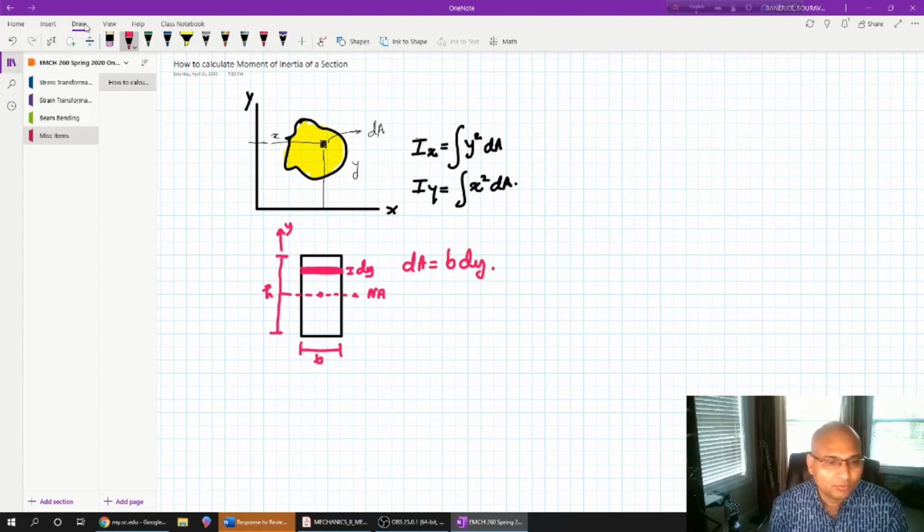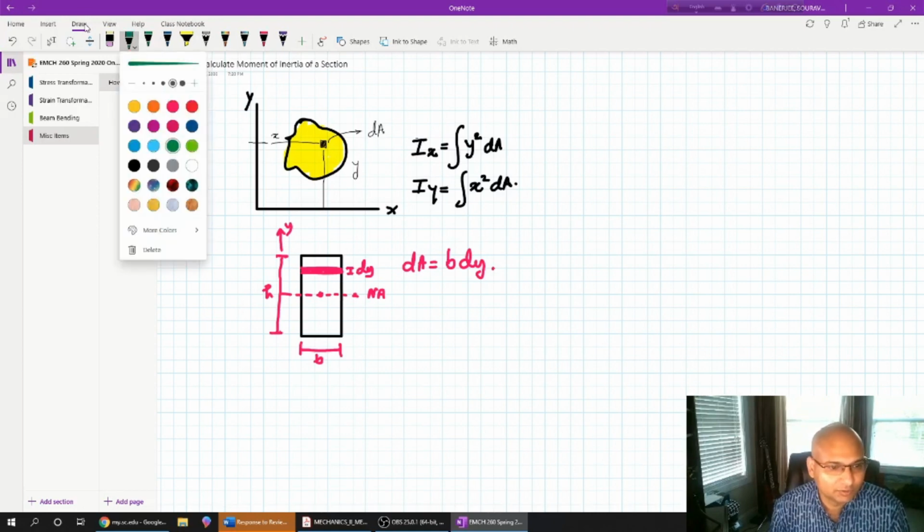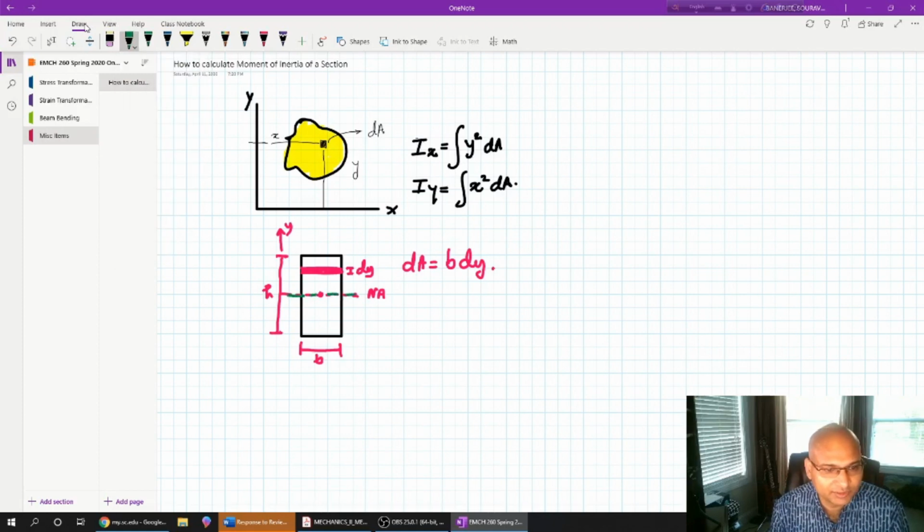Now we are interested in the moment of inertia about this green axis. So the moment of inertia with respect to the neutral axis is the distance of this small elementary area, y, so it is y square into dA. What is dA? dA is b dy. So let's multiply with b dy. Then I have to do this integral. b is constant, and I have to perform the integral as y changes from minus h by 2 to plus h by 2.